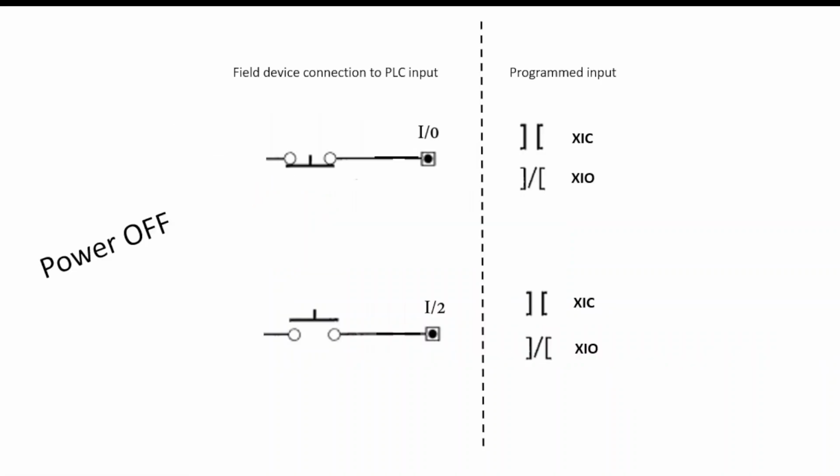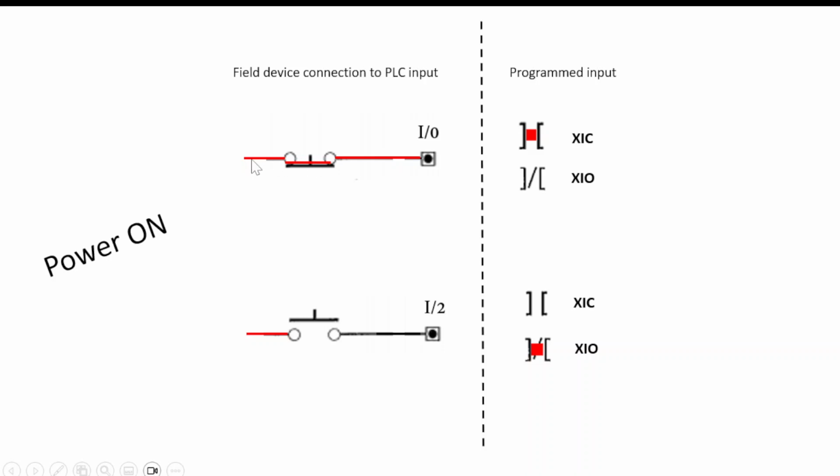So let's see what this looks like. Power is off. I have input 0 and input 2. This is a normally closed push button and a normally open. The normally closed push button, input 0, is connected to or programmed to both an XIC and an XIO discrete input symbol. Same with these two down here, they are programmed back to I2. Power is off, so let's turn the power on and see what happens.